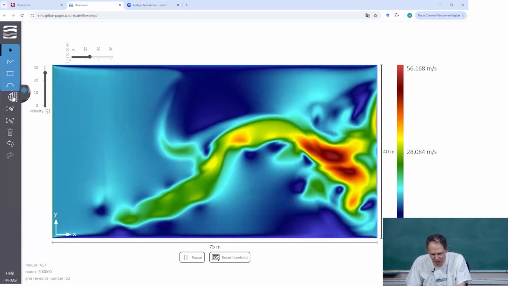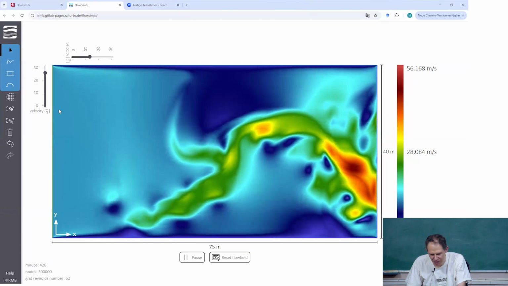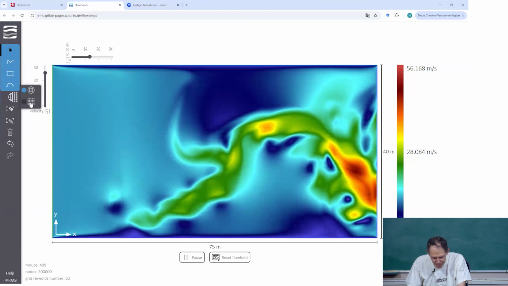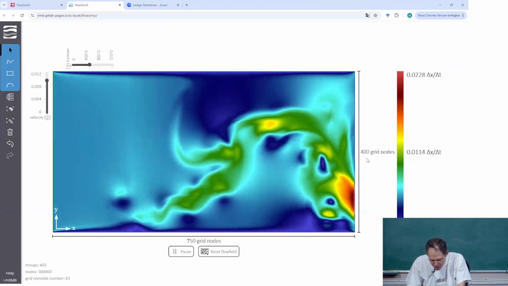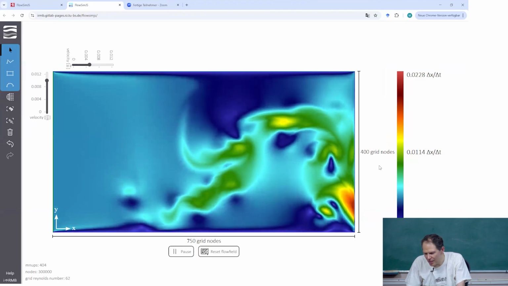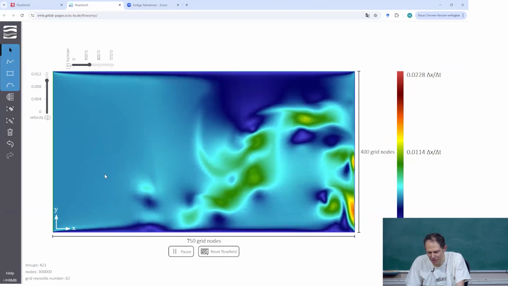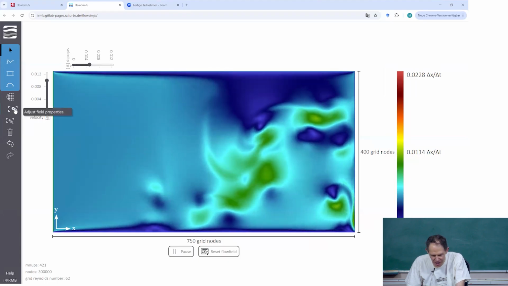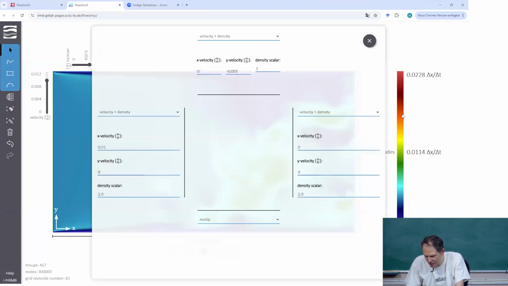Here we can distinguish between world coordinates. So we say this is 75 meters by 40 meters. Because Zoom is running in the background, it's much slower than it was supposed to be. It's a Cartesian grid, 400 grid nodes times 750 grid nodes. You will be able to adjust some properties here, in particular boundary conditions.